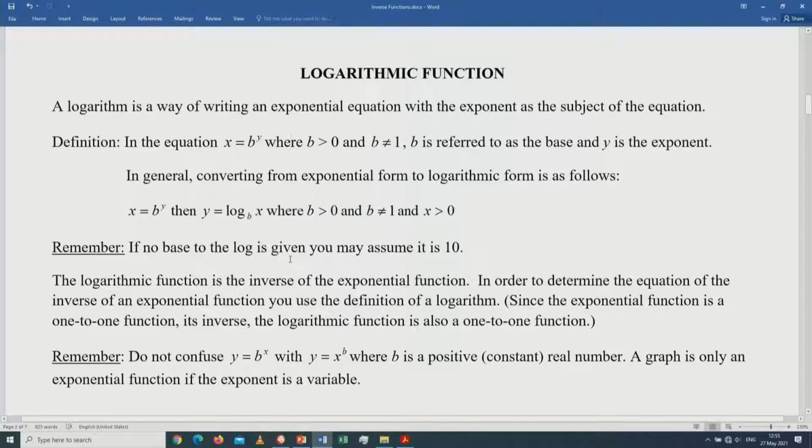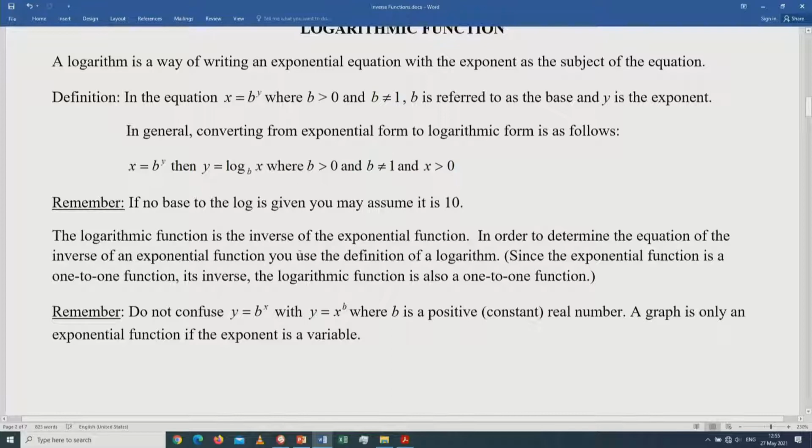If x is less than 0, it becomes undefined. If you use the log function on your calculator and punch in the log of a negative number, you'll see it will be undefined. If the base is not indicated when you write the log, then you have to assume that it is base 10.